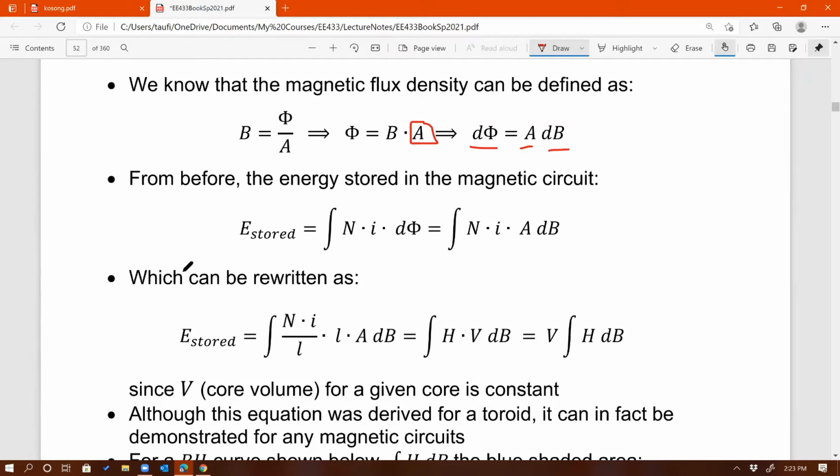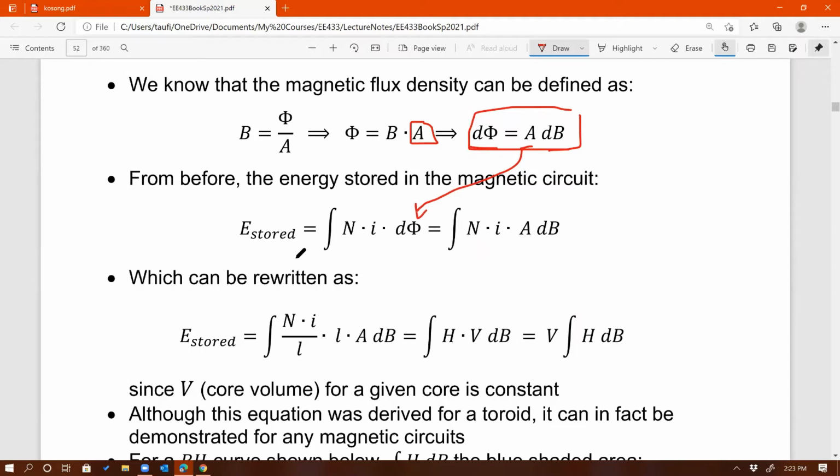All right. From before, the previous equation for energy stored was the stored energy is equal to the integral of N times I times d phi, right? And now I know that d phi, that Greek symbol, phi, d phi is equal to A dB, so I'm just gonna substitute that into here.